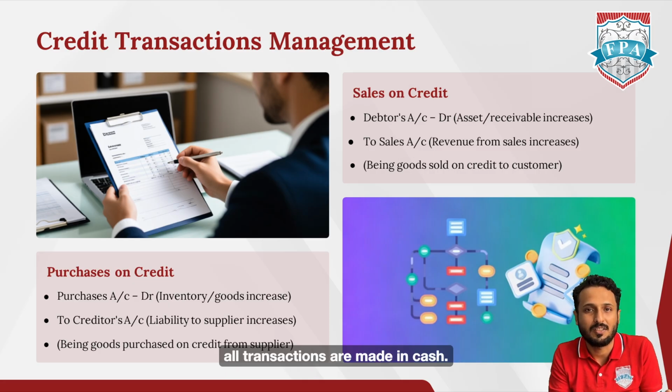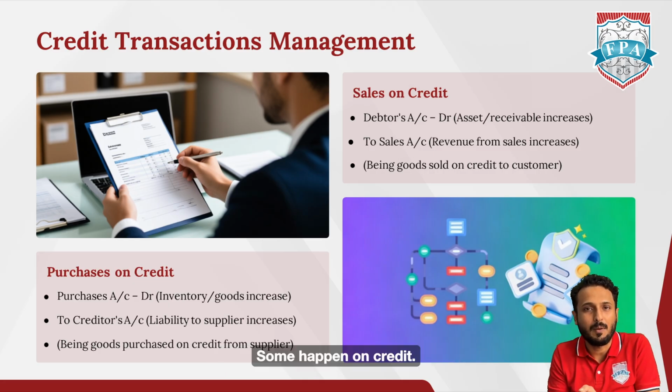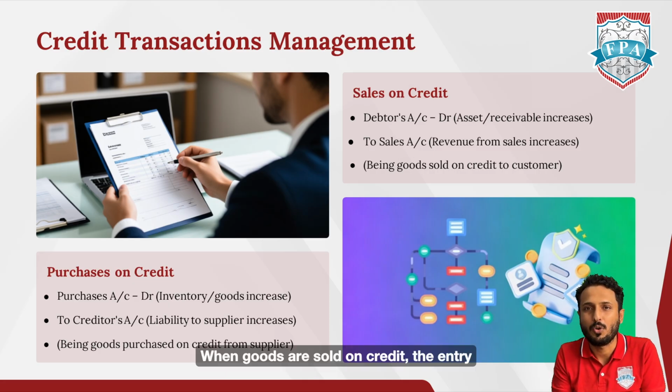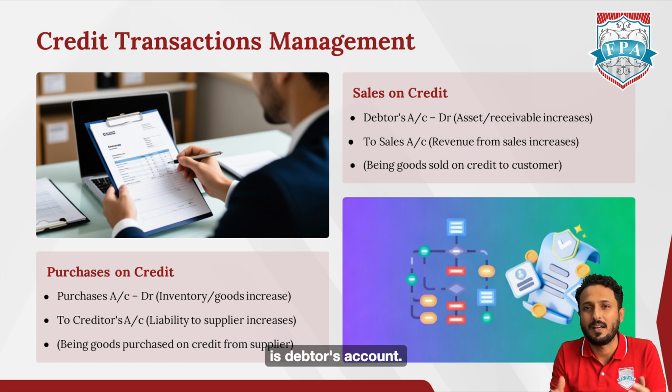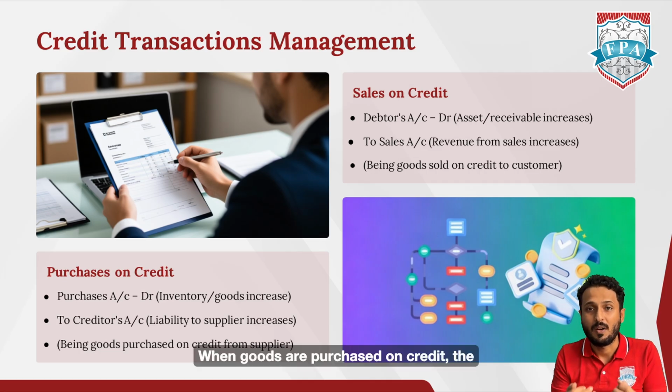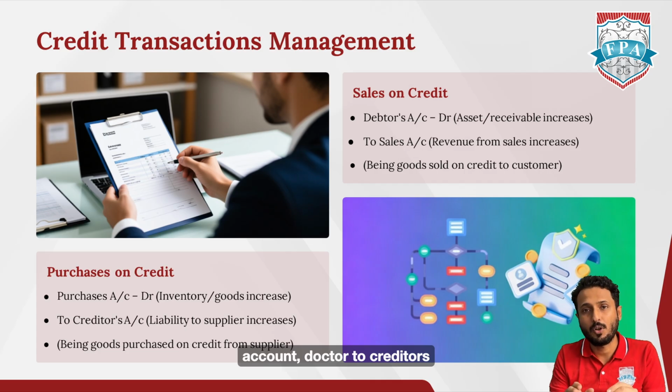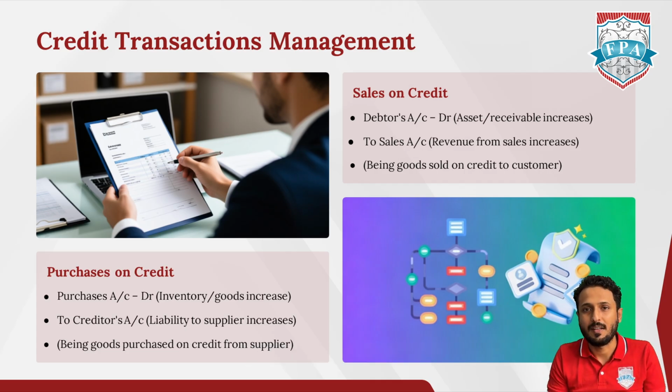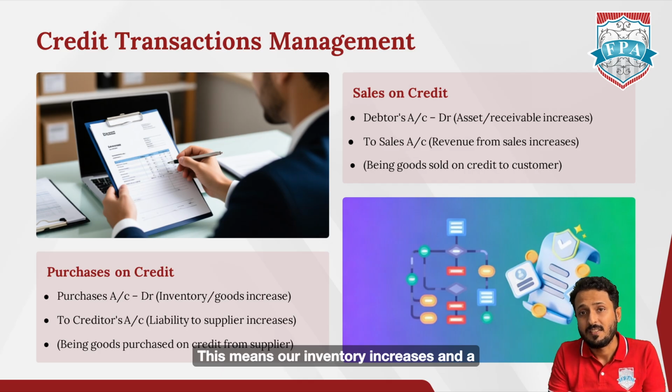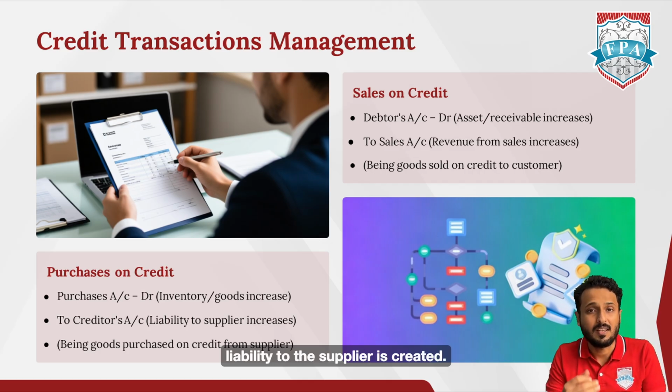Not all transactions are made in cash. Some happen on credit. When goods are sold on credit, the entry is debtor's account, debit to sales account, being goods sold on credit to customer. Here the debtor owes money, so their account is debited. Sales increase, so that account is credited. When goods are purchased on credit, the entry is purchases account, debit to creditor's account, being goods purchased on credit from supplier. This means our inventory increases and a liability to the supplier is created.